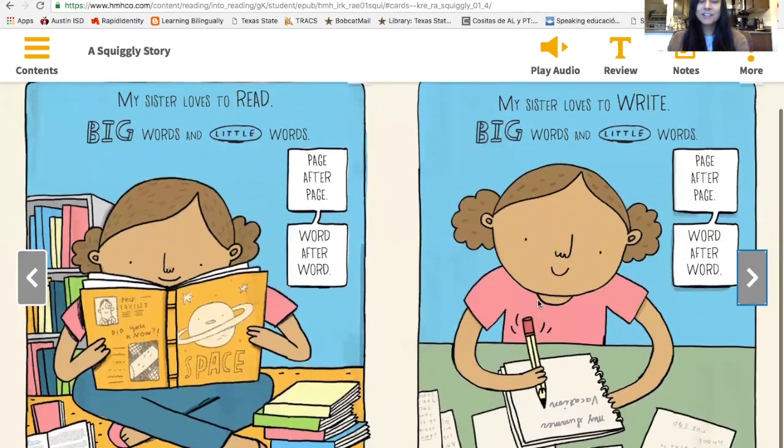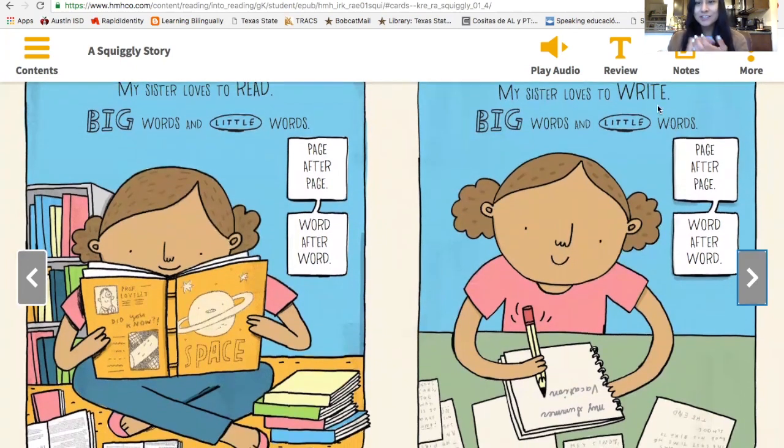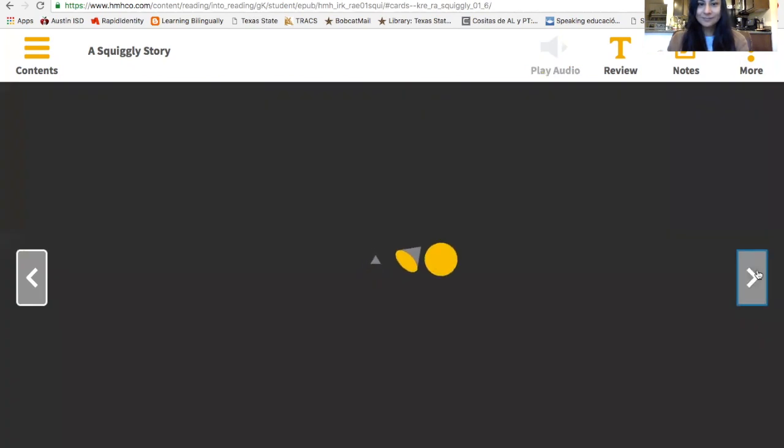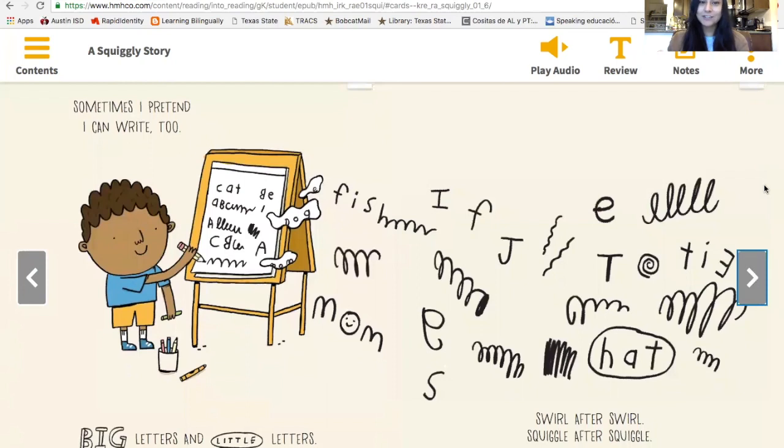My sister loves to read big words and little words, page after page, word after word. My sister loves to write big words and little words, page after page, word after word. Sometimes I pretend I can write too. Big letters and little letters. Swirl after swirl, squiggle after squiggle.